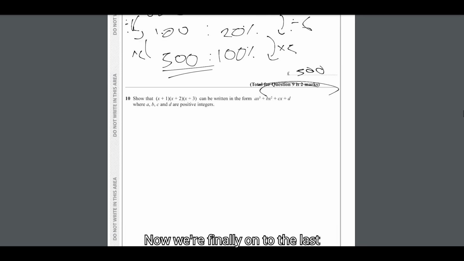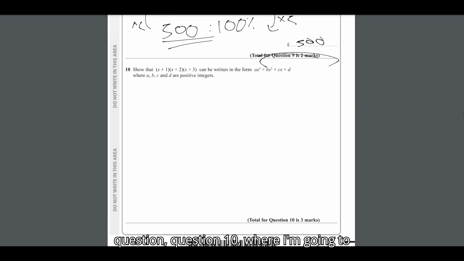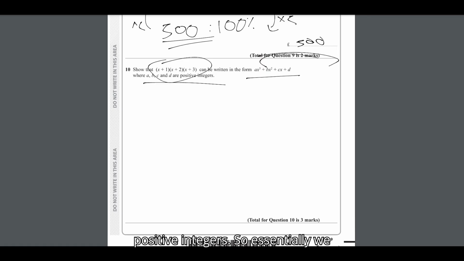Now we're finally on to the last question, question 10, where I'm going to be stopping at today, after I finish this question, of course. So show that this value can be written in the form of x cubed plus Ax squared plus Bx plus C, where A, B, C, and D are positive integers. So essentially, we can choose 2 brackets to expand and multiply else. What I mean by that is, let's say I want to expand x plus 1, x plus 2 first.